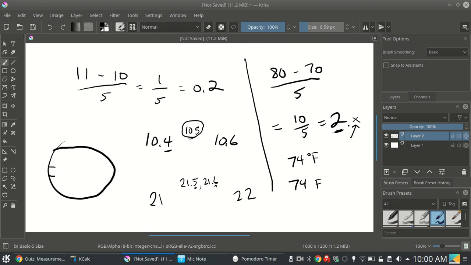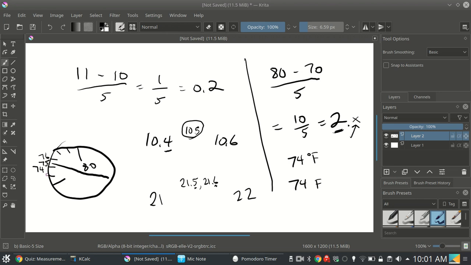1, 2, 3, 4, 5. So this is 80 here, and this is the 70, all right? So what if the needle were pointing right there? If the needle were pointing right there, what would you call that? You would have to call that, so this would be 74, this would be 76. If the needle were pointing right there, you would have to call that 75.